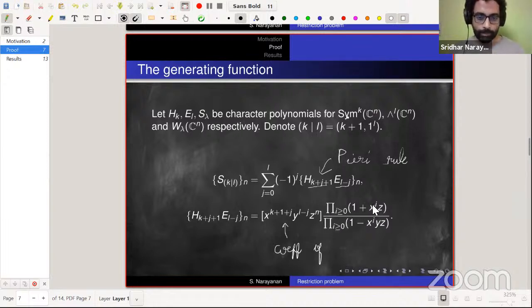So a couple of things that we should note here. The subscript under h becomes the exponent of x. The subscript under e becomes the exponent of y. And this n at which you are evaluating the moment becomes the exponent of z. Right? So we're looking for this coefficient.